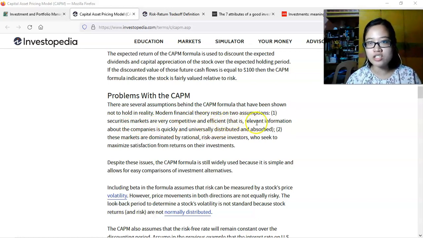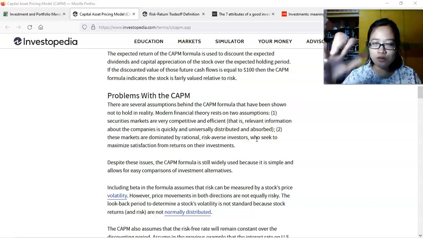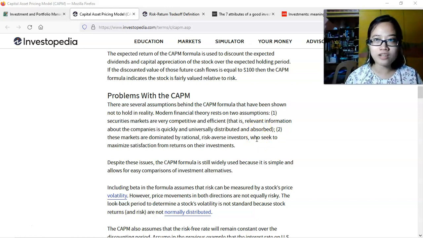So again, yung efficiency, relevant information about the companies is quickly and universally distributed and absorbed, which is sometimes not really. Meron pa rin mga individuals or organizations or institutions na nauuna na makatanggap ng balita. And then afterwards, they would decide or make decisions depending on that information. Tapos yung mga iba, other investors, especially small investors, medyo nahuhuli sila makasagap ng balita. And then when they decide, kumbaga ay incorporated na dun sa market price ng investment yung information.